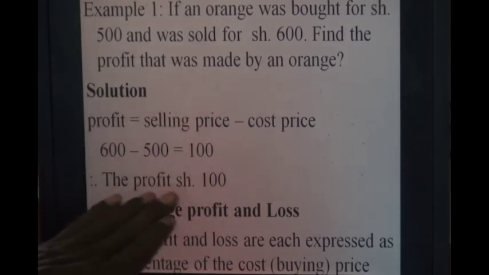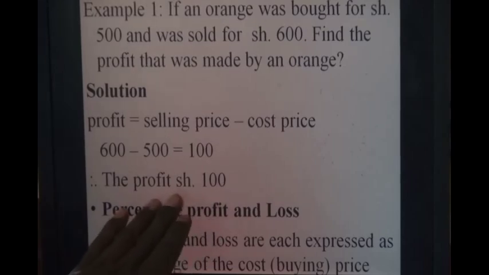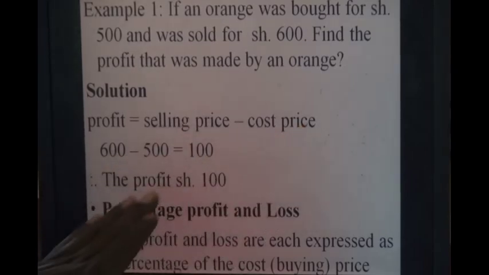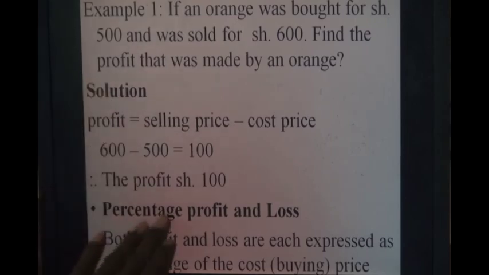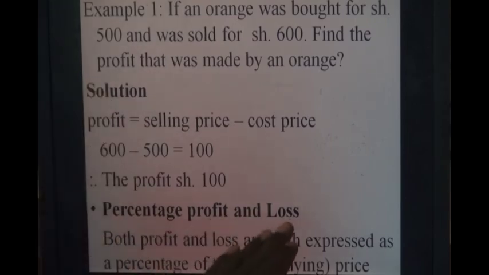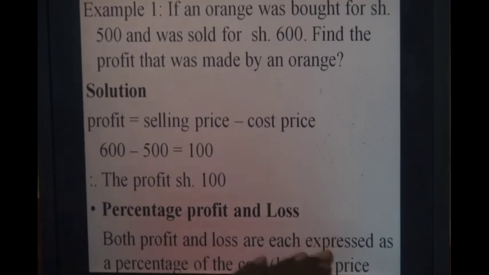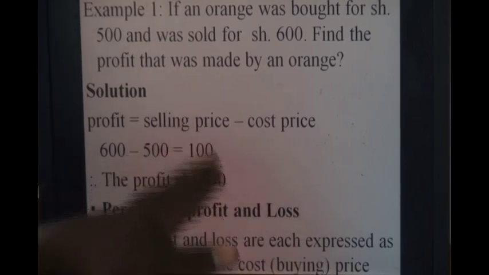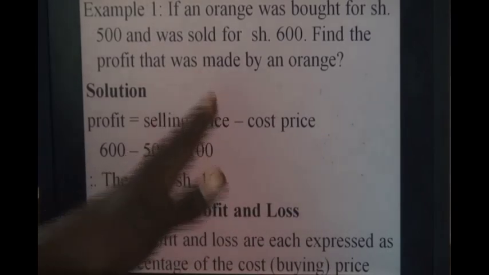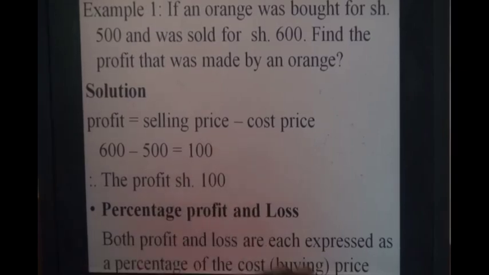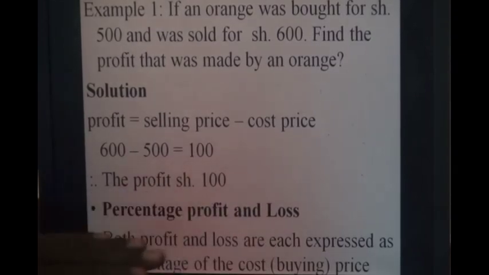Now the profit is equal to 100 shillings, and therefore we can determine the profit by taking the selling price minus cost price. But remember also percentage profit and loss. We just say both profit and loss are each expressed as a percentage of the cost, that is, the buying price. So we can express this profit in terms of percentage, and we can also express a loss in terms of percentage. Therefore, let us see how to express these things.